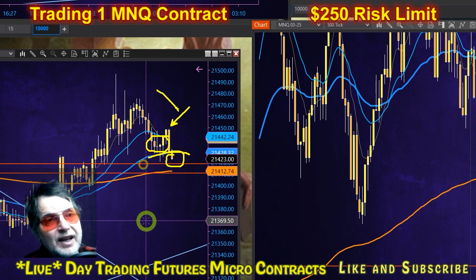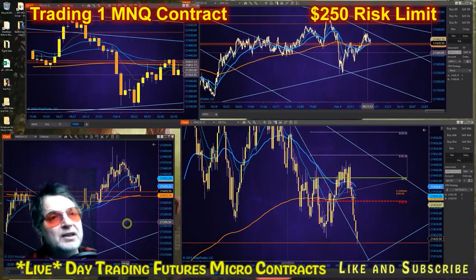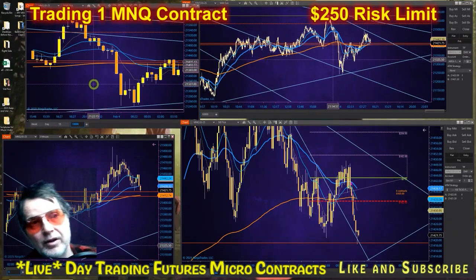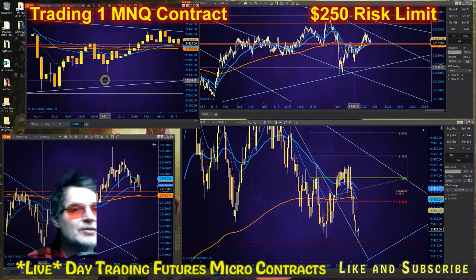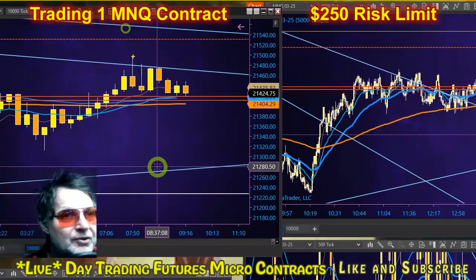And when you get the 8 and the 20 pointing down like that, and the 50 flattened out, you've got to put a pause on it. So we've got to be real careful. Plus, we're looking at the 10,000 tick chart, and to keep an eye on everything to kind of keep us in line with what's going on.